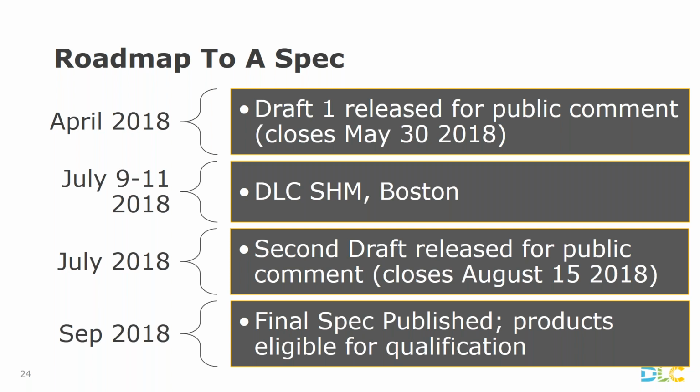The second draft that we're going to process after all of these commentary periods close up and our in-person conversations at the stakeholder meeting will be released in July, and the commentary period for that will be closing August 15th, 2018. And then in the gap between then and September, we'll be working on the final specification and getting all of the website infrastructure ready and up to speed. So the list and applications will be all online on the DLC website.